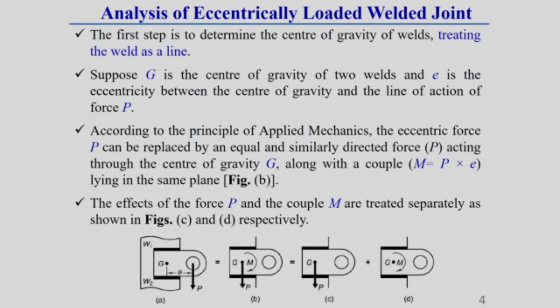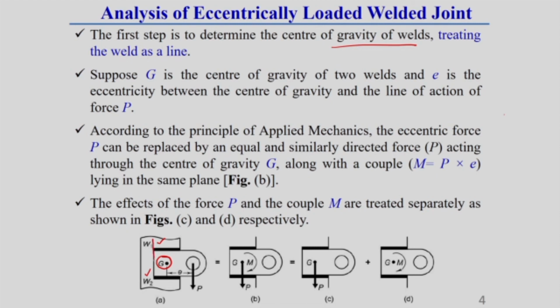The first step to find out the primary and secondary shear stress is to find out the center of gravity of the welds. This you should keep in mind. Here we consider two different welds, weld 1 and weld 2. For these, we have to find out the G position. How to find out the G position? That is a very simple step.